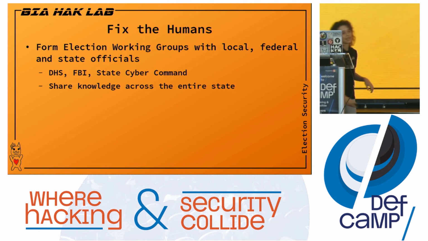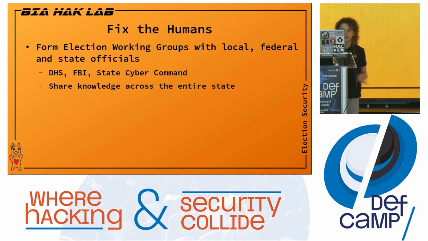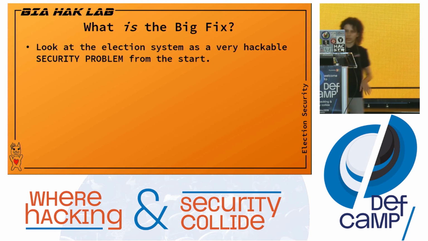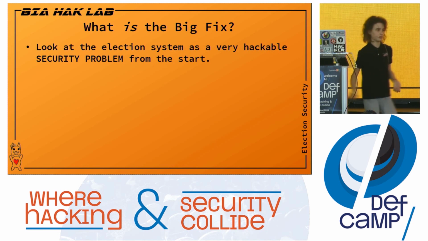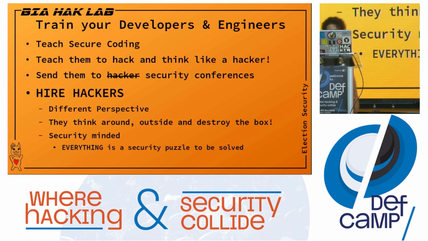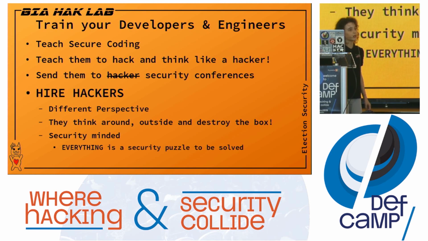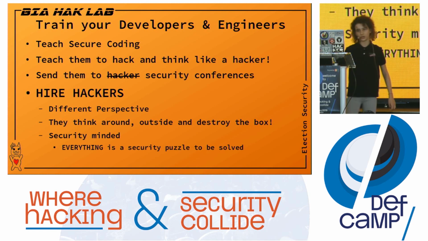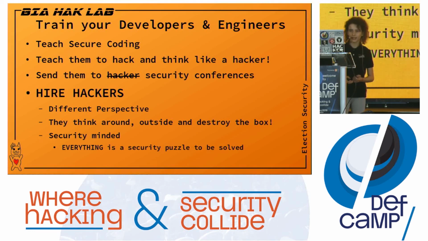So you're like, yeah, all these problems, all these solutions, what's the big fix? Well, we need to look at the election system as a very hackable security problem from the start. Security can't be something we just bolt on the end. The election system is one big hardware and software system. So we need to train our developers and engineers, teach them secure coding from the start, teach them how to hack and think like a hacker so that they can better code systems that are more difficult to compromise.